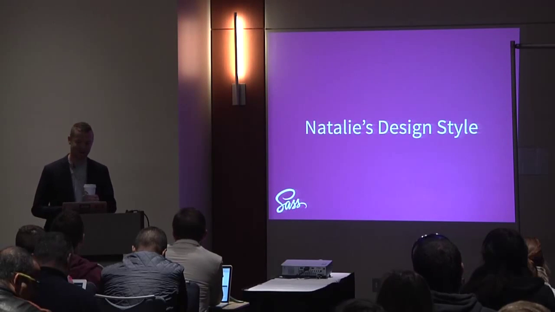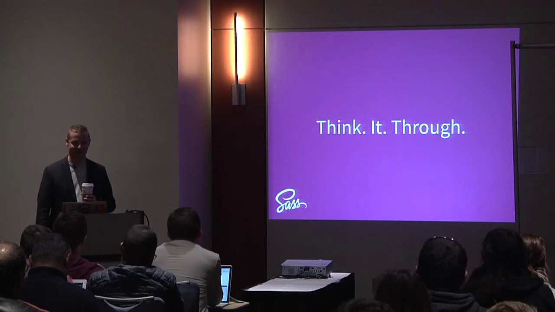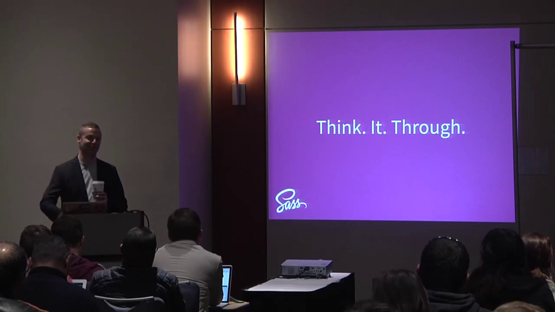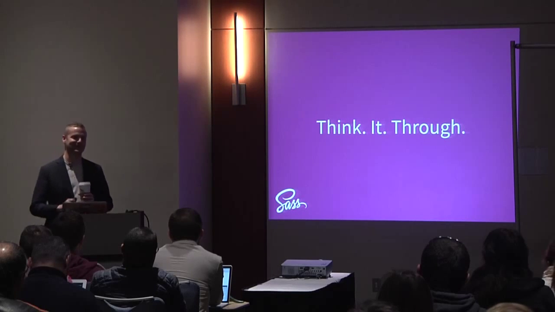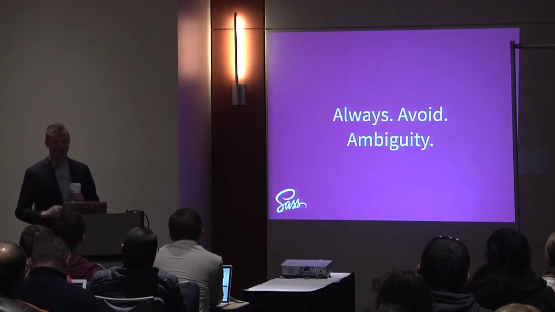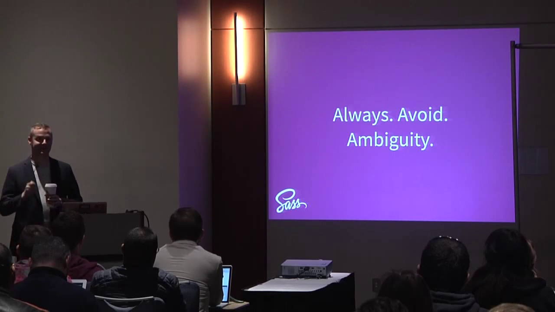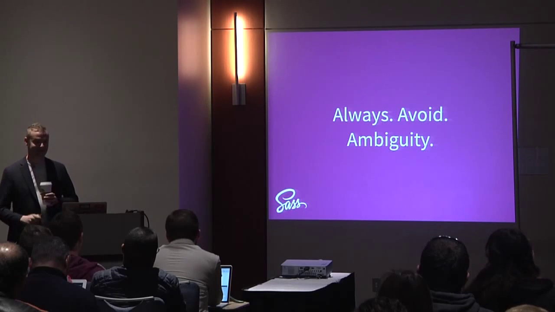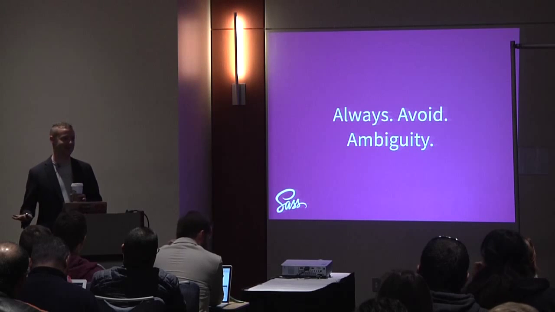Here's my quick little thing on Natalie's design style, which is Sass's design style, which is: think it through. We don't rush on anything. Your pull request, if it changes functionality, will not get immediately accepted. We always avoid ambiguity. We're really strict about this. If anything looks like it might be something else, we don't do it, or we find a different way to do it.